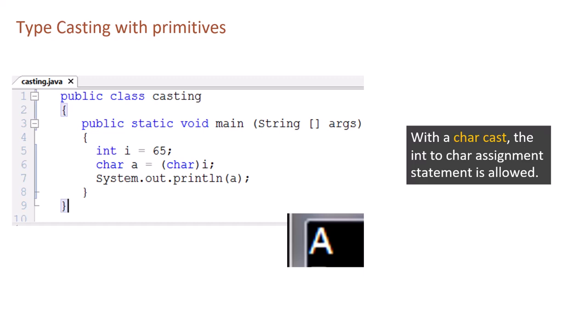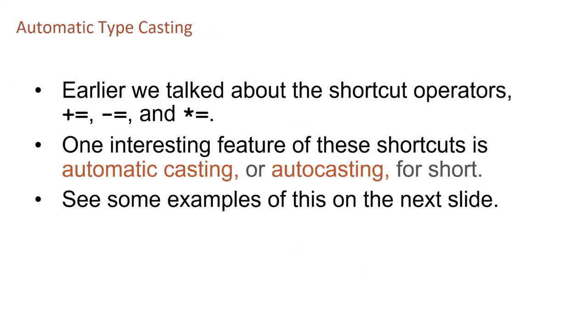int i is assigned 65, char a is assigned (char) i. System.out.println(a), we show an uppercase A. Automatic typecasting. Earlier, we talked about the shortcut operators, plus equals, minus equals, and times equals. One interesting feature of these shortcuts is automatic casting, or auto-casting for short. See some examples of this on the next slide.